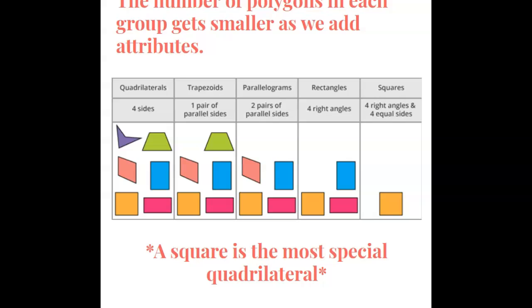Then a square is the most special quadrilateral because it has all the attributes we talked about. It is a closed shape with 4 sides. It has 2 pairs of parallel sides, and it has 4 right angles, plus all its sides are equal in length. So that makes it the most special quadrilateral.